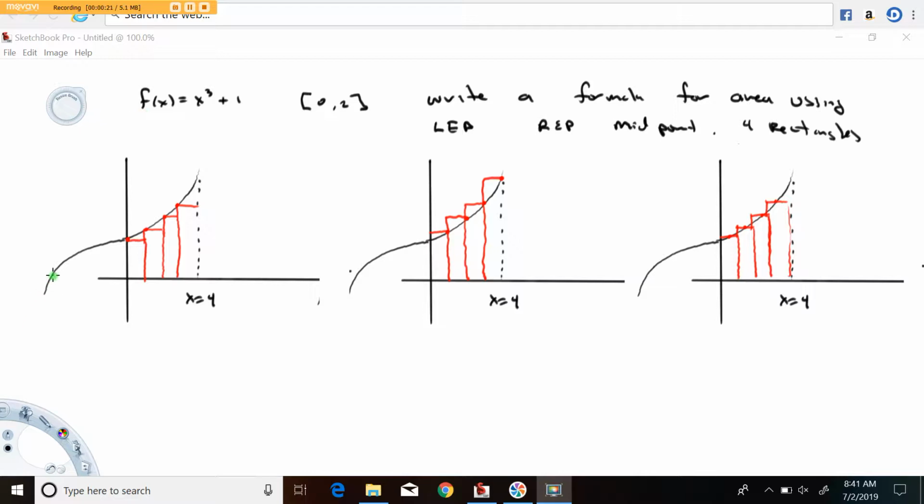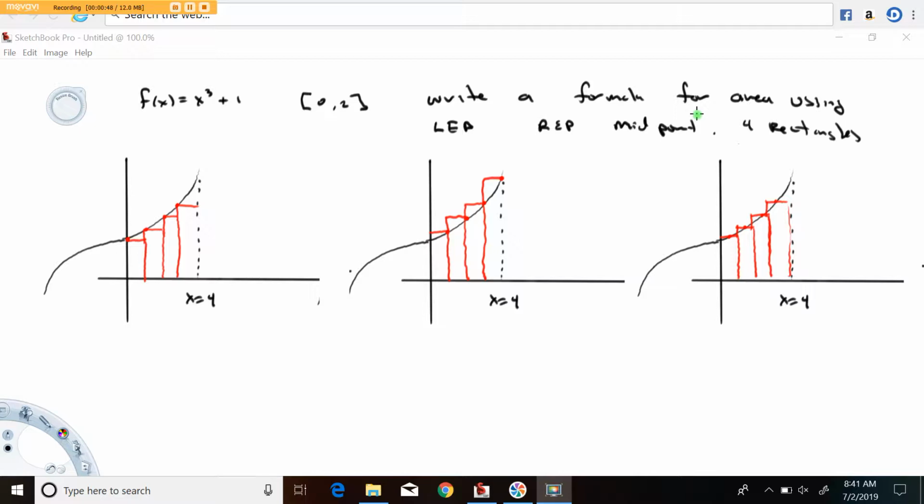I did a quick sketch here for example 1, example 2, example 3. We're going to write formulas for estimates of the area under that curve from 0 to 4 using LEP, which stands for left endpoints, this one for right endpoints, and this one for midpoint. If you've seen some of my other videos, I tend to call this the Goldilocks Method. All right, let's get started.